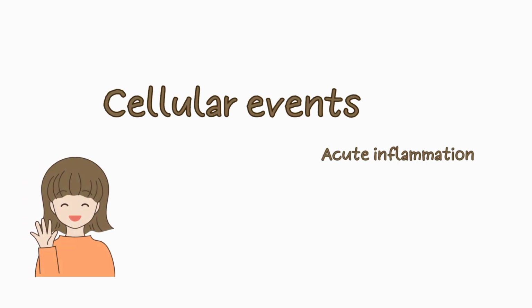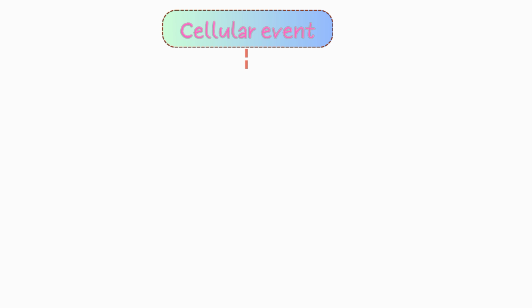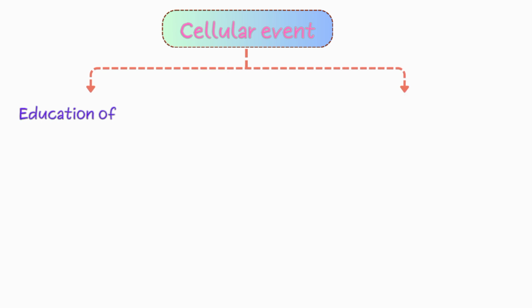Hello friends, in this video we will be talking about cellular events of acute inflammation. In the previous video we were done with vascular events. Let's start. Cellular events include 1. Exudation of leukocytes, 2. Phagocytosis. Exudation of leukocytes includes 4 changes.